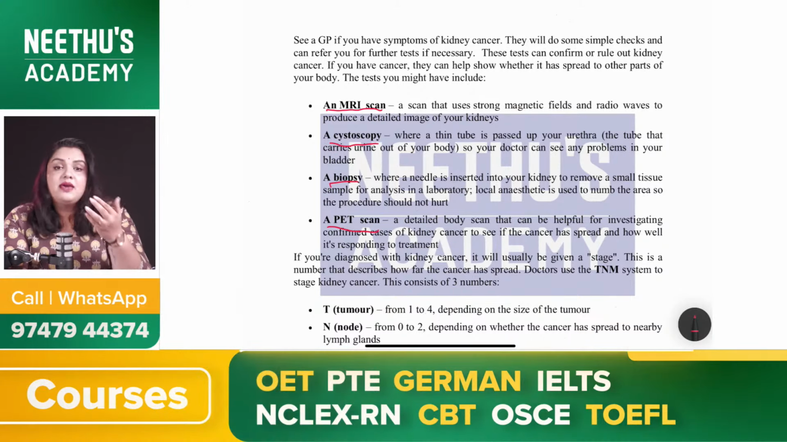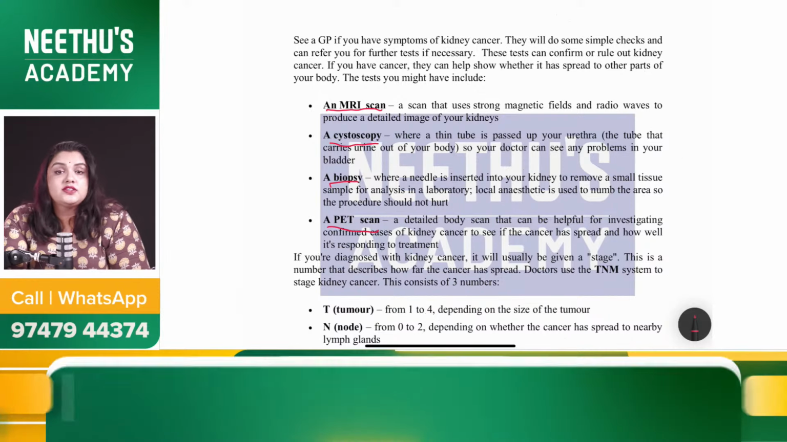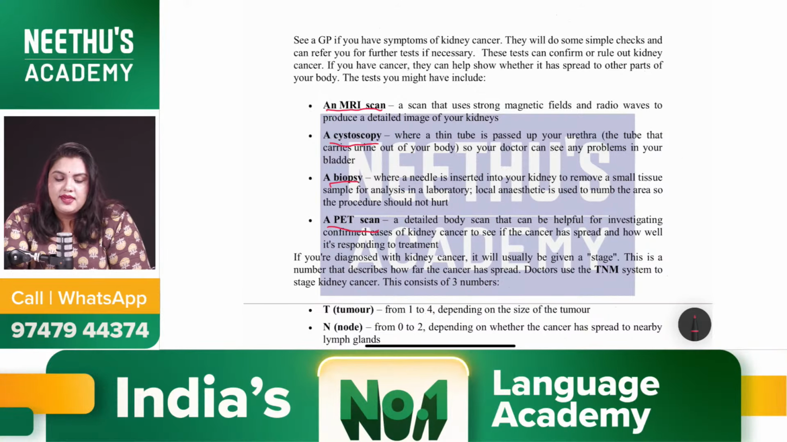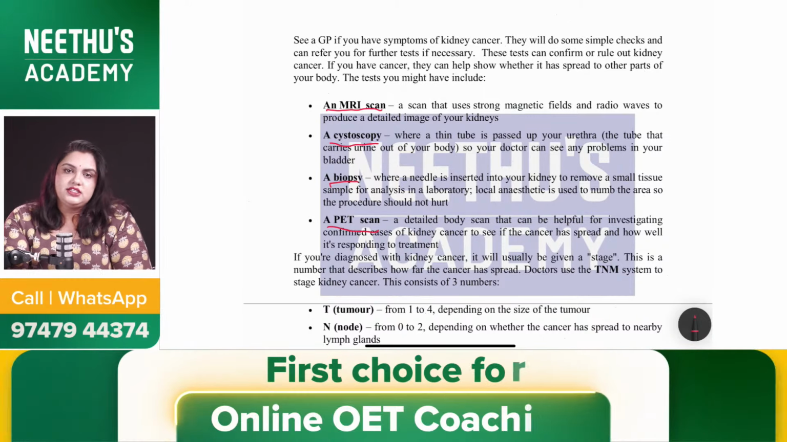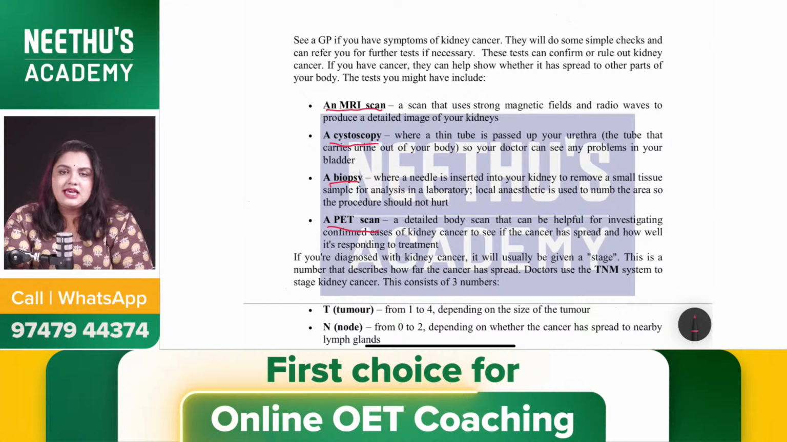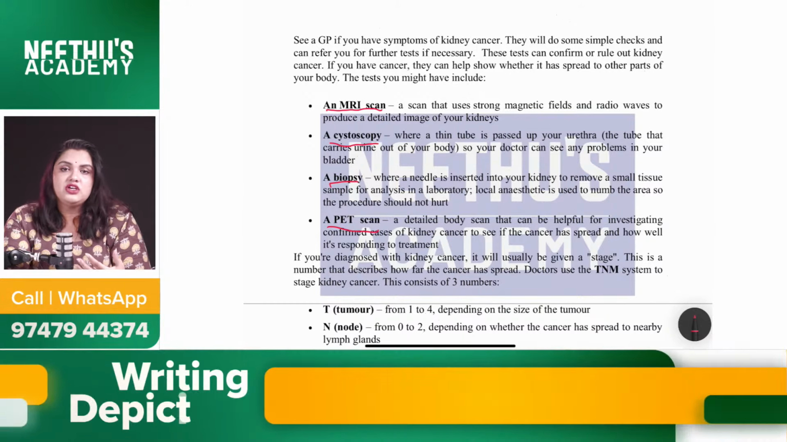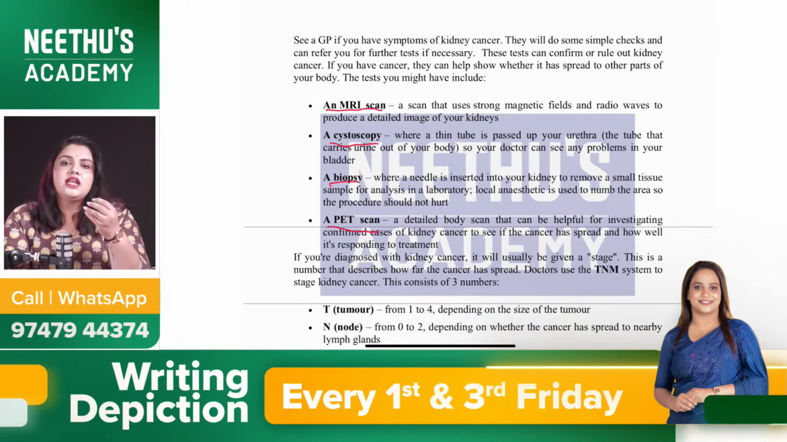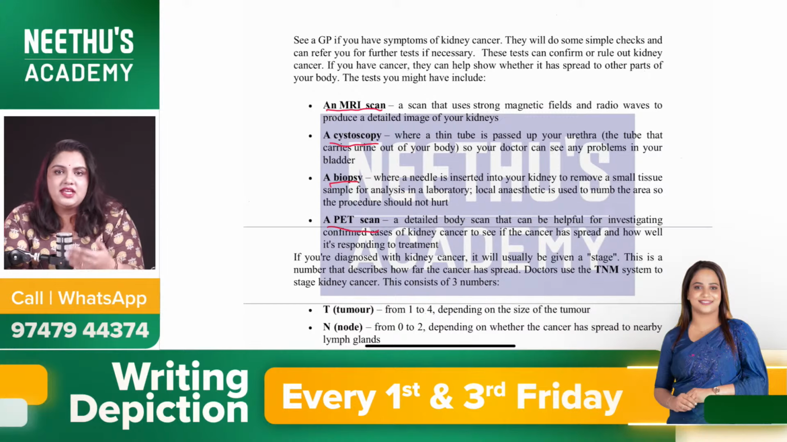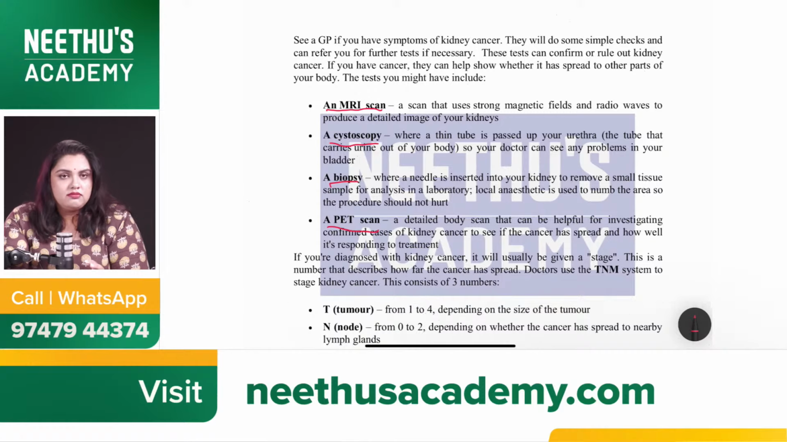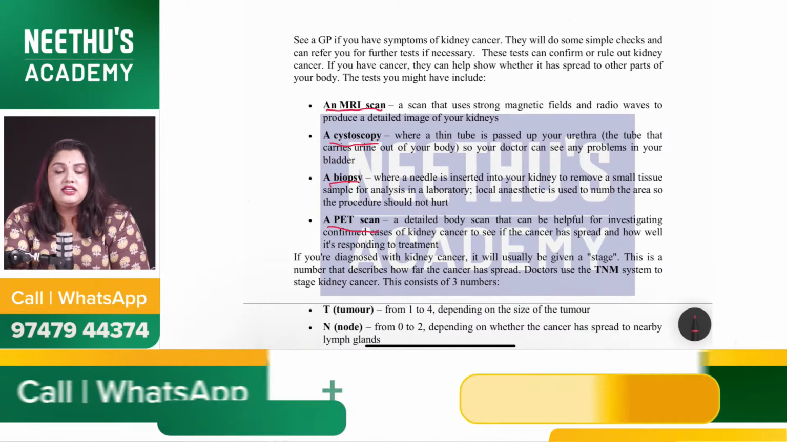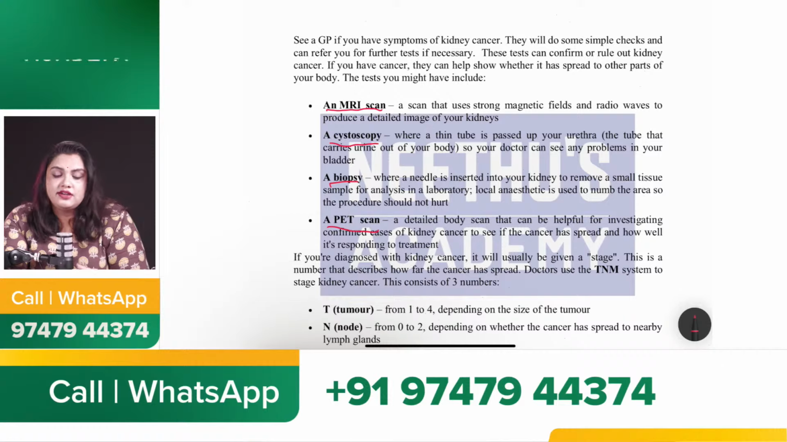Alright, MRI scan, a scan that uses strong magnetic fields and radio waves to produce detailed imaging of your kidneys. So taking detailed imaging, slice by slice, and from the imaging of your kidney, you can understand if there is a growth, if there is a tumor or not. MRI is the scan used for that, and it uses magnetic fields as well as radio waves.